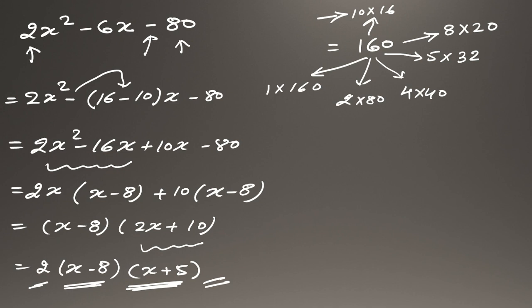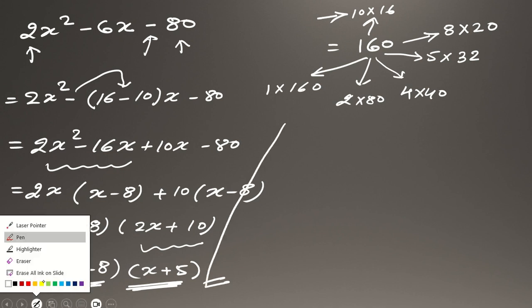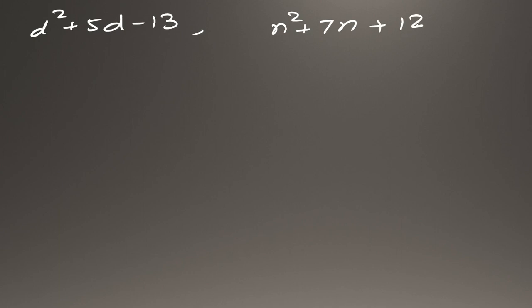If you don't have your book with you right now, I can write some questions for you so that you can practice now. Okay, d square plus 5d minus 13. This can be one question. Another question can be n square plus 7n plus 12. Another question, c square plus c plus 21.